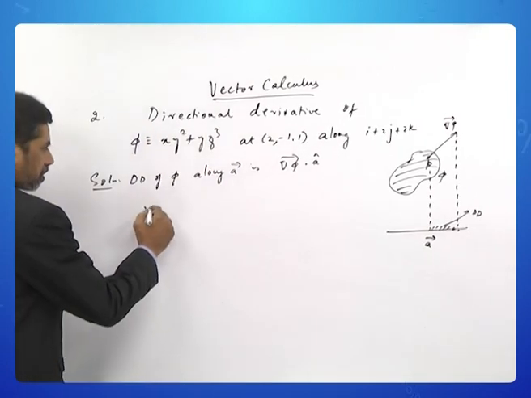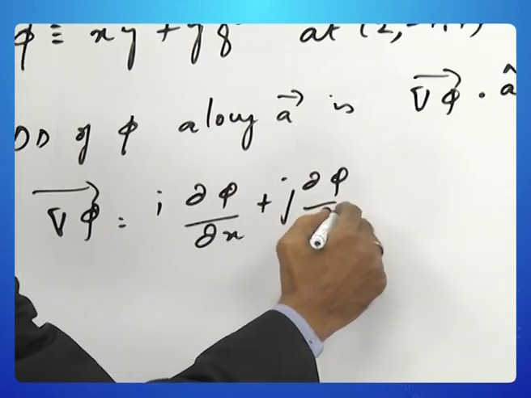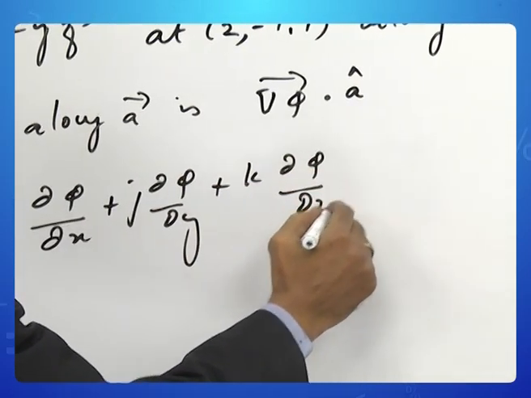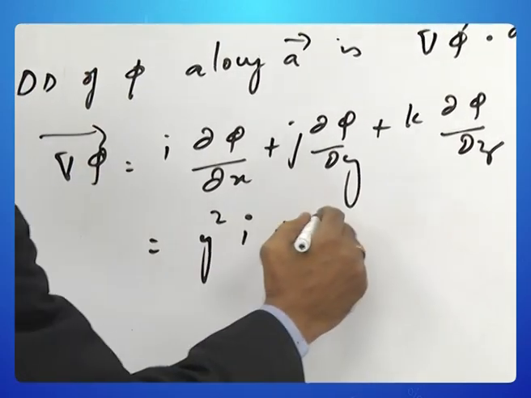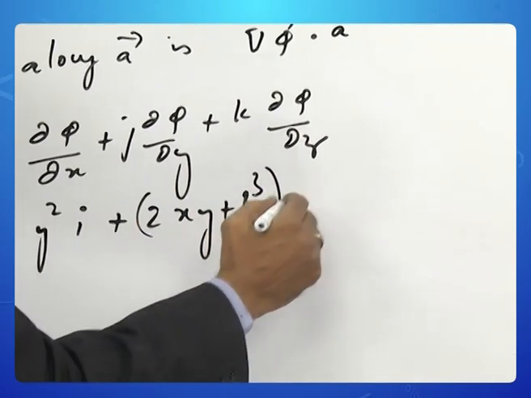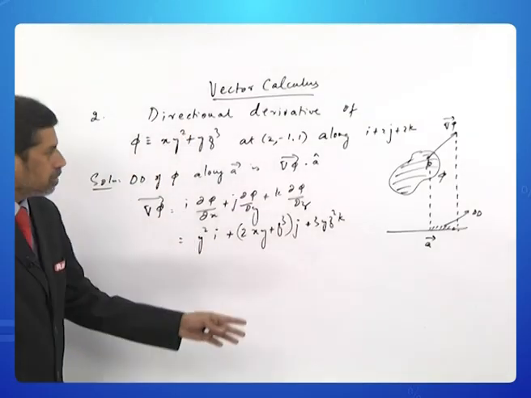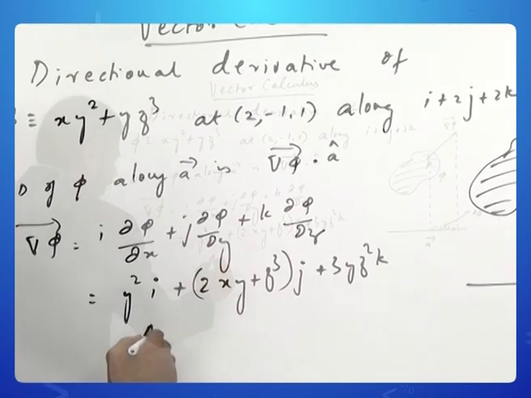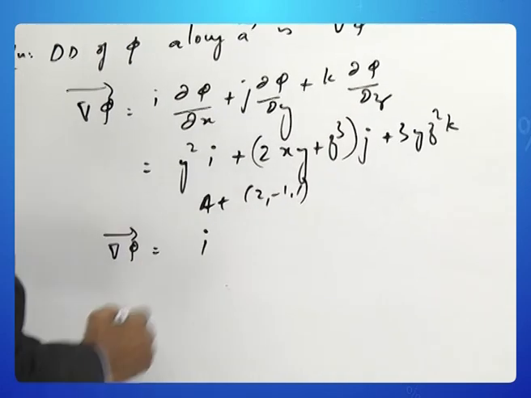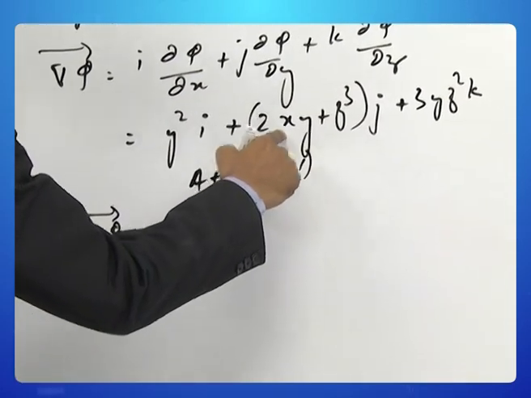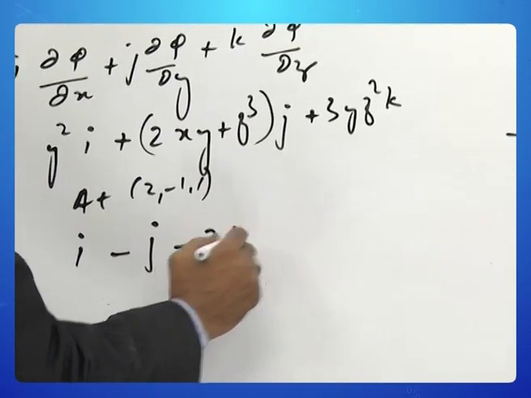So let us calculate del phi. Del phi is i dou phi by dou x plus j dou phi by dou y plus k dou phi by dou z. So dou phi by dou x is y square i plus dou phi by dou y will be 2xy plus z cube j. Dou phi by dou z is 3yz squared k. So now introduce this point into this. So at (2, -1, 1), del phi is equal to i, 2xy is minus 2 plus 1 is minus j, 3yz squared. So this will be minus 3k, right?